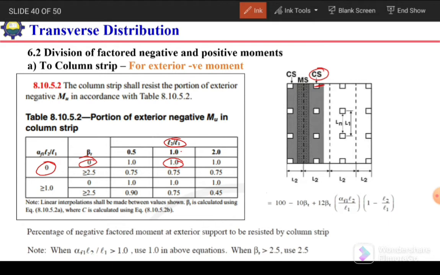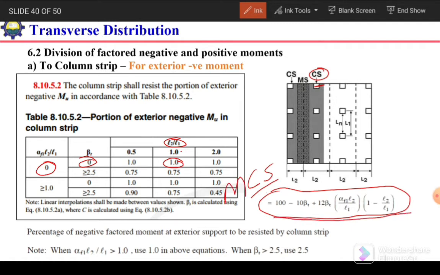So again we can interpolate the values if alpha f, beta t or the aspect ratio is in between the given values, or otherwise we can use this expression. We can use this expression to determine the contribution of the column strip. So the moment resisted by the column strip can be calculated by using this formula.